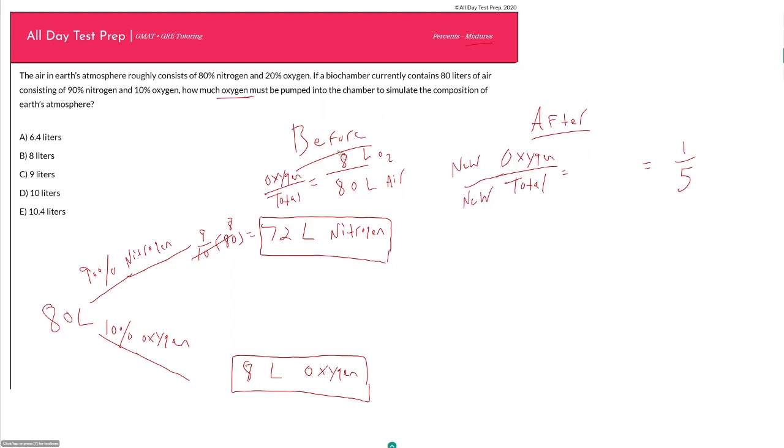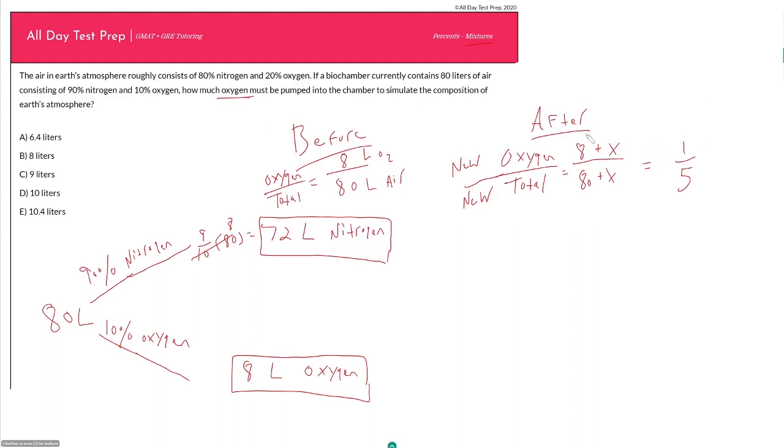And so my new oxygen is going to be my old oxygen, 8, plus X, where X is the amount of oxygen I'm pumping in. But now this isn't over 80, right? Because my new total is not my old total, it's 80 plus the amount of oxygen I pumped in. I'm not adding any nitrogen or taking out any nitrogen, but simply by adding more oxygen, the percentage of my nitrogen should go down. So by increasing my oxygen to 20%, I am by definition decreasing my nitrogen to 80%.